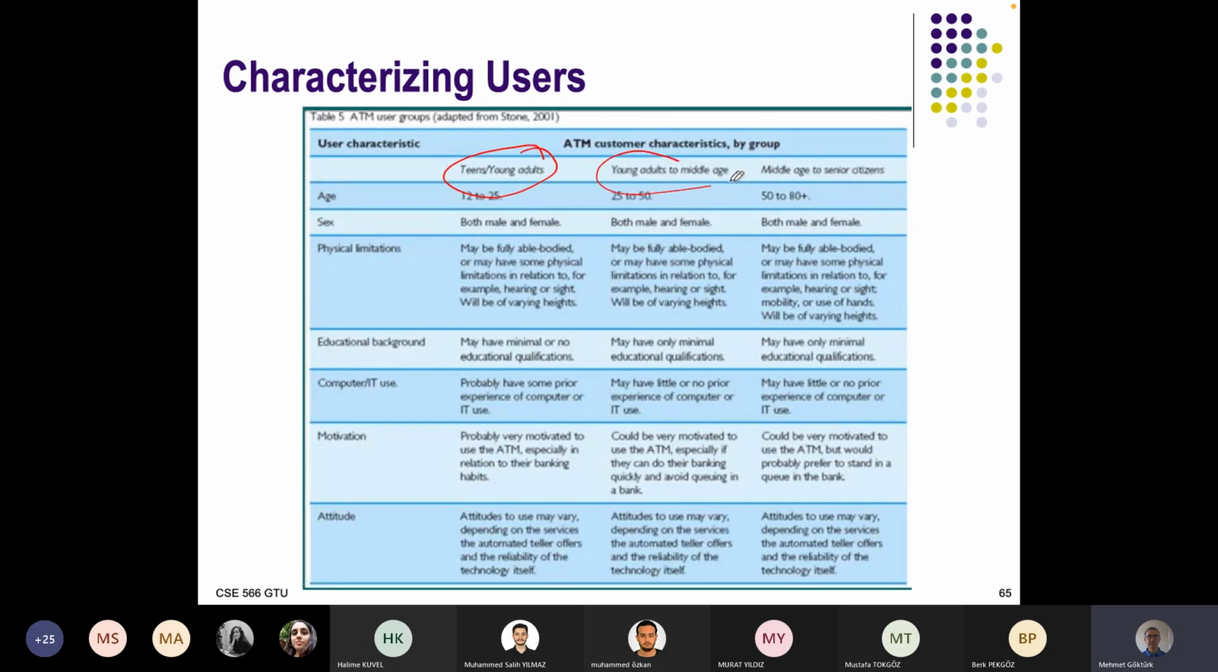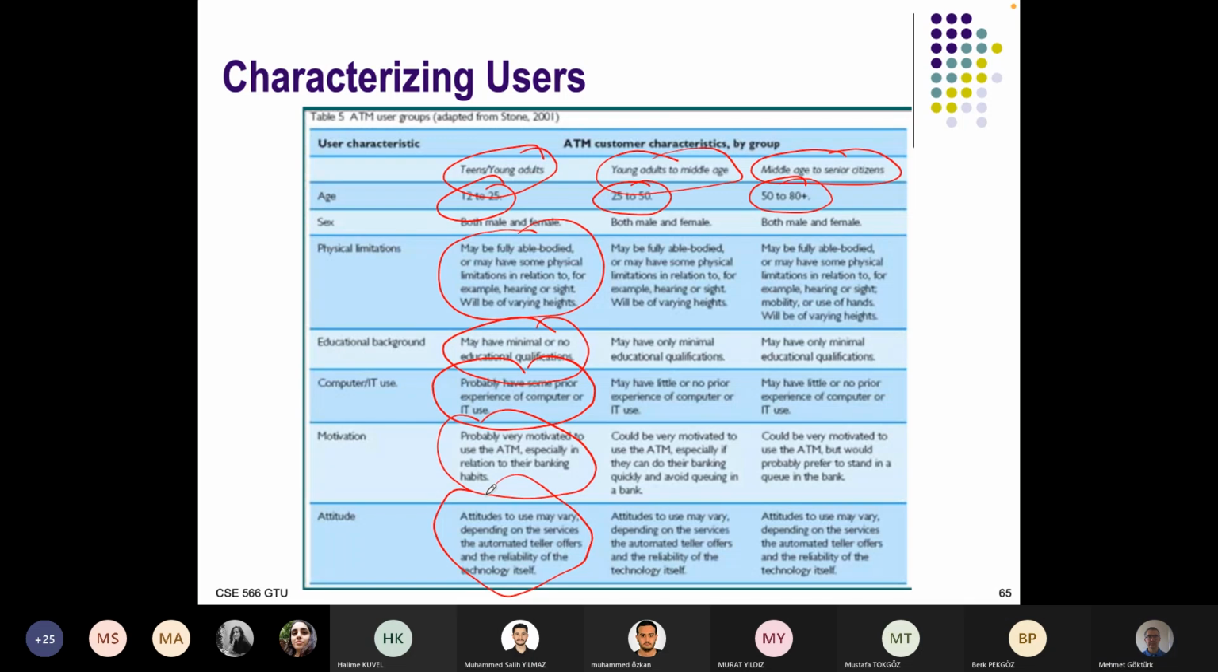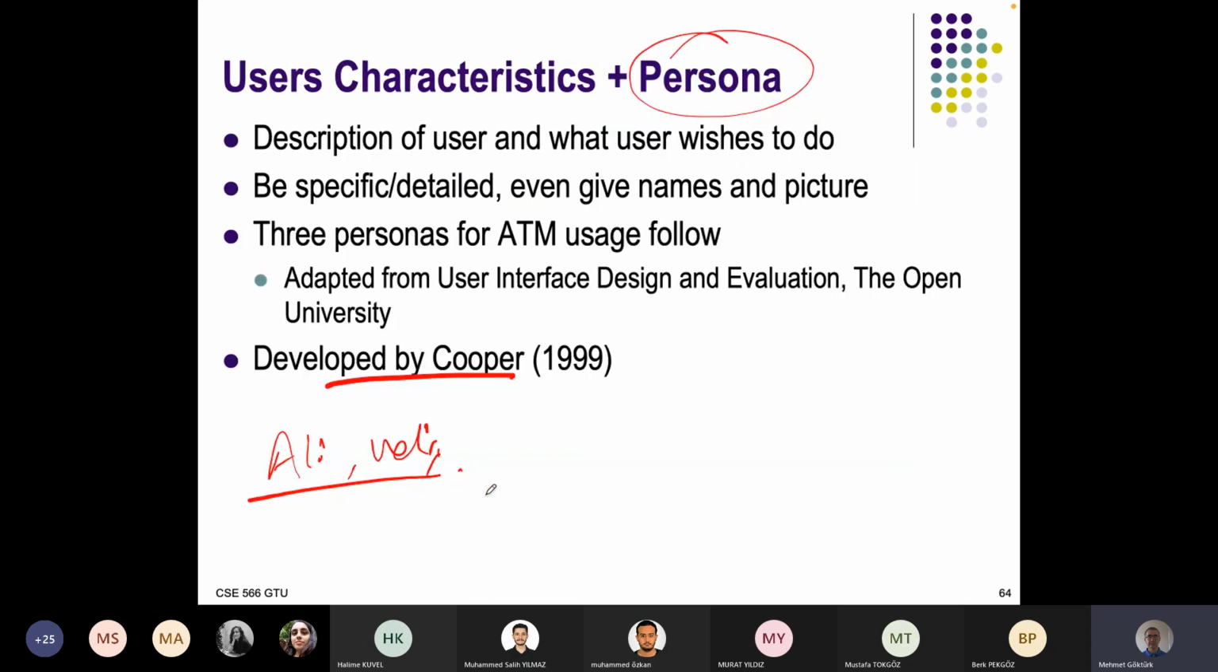It's young adult to middle age to senior citizens. Age 12 to 25, 25 to 50, 50 to 80. Physical limitations, educational background, IT use, motivation, and attitude. This is actually a user characterization, not persona. This is also good. So what kind of users are allowed or expected to use your system? And you will develop your system based on these requirements. So this is user characteristics study.